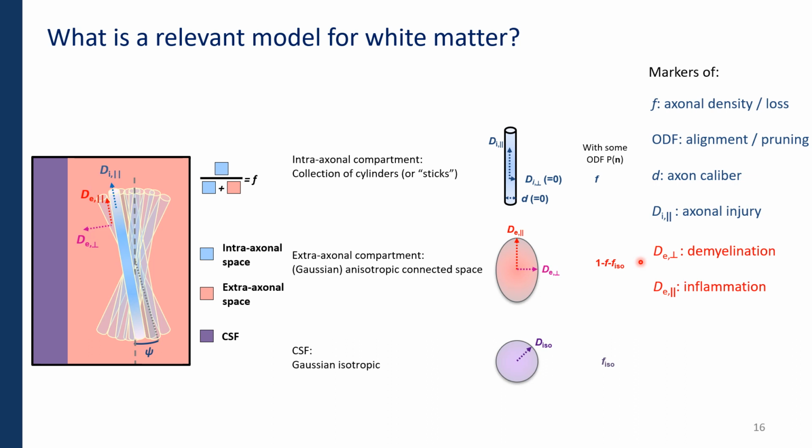Finally, if one thinks it's useful, we can also consider a third compartment that will take on the cerebrospinal fluid contribution. So CSF can be modeled as a Gaussian isotropic compartment where the diffusivity is fixed to that of free water at that temperature. And then we can just estimate its relative signal fraction to the total signal. And the signal fraction can then be used as a marker of edema or atrophy.